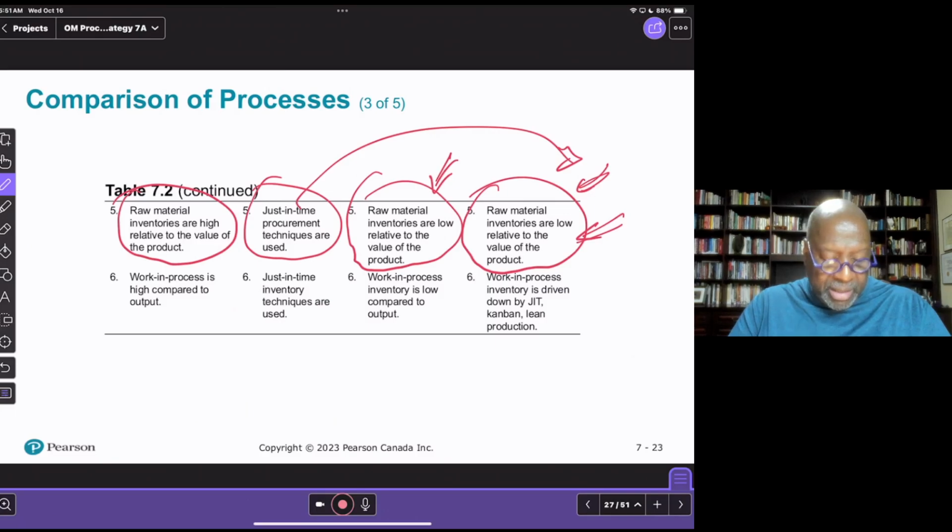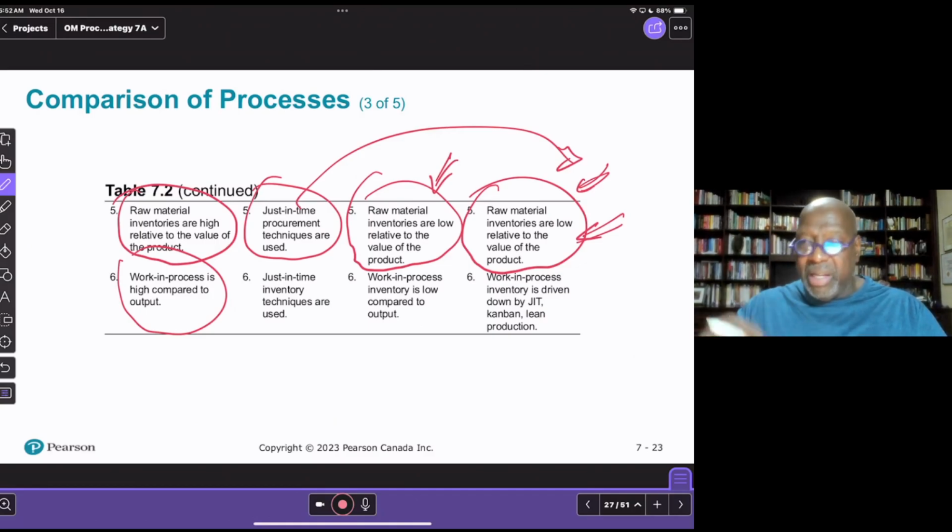Work in process is high compared to the output, where with the sort of process-oriented organization that you tend to have between the various processes, you tend to have work in process, meaning things that are incomplete. And because you have such a wide variety, you're going to have work in process for each of those different types of products that you're producing. So there tends to be a high level of work in process inventory, which costs you money, because having high inventory is actually a cost to the organization.